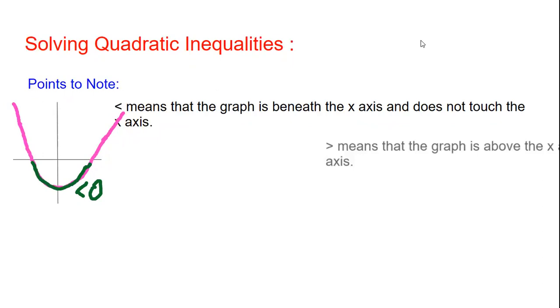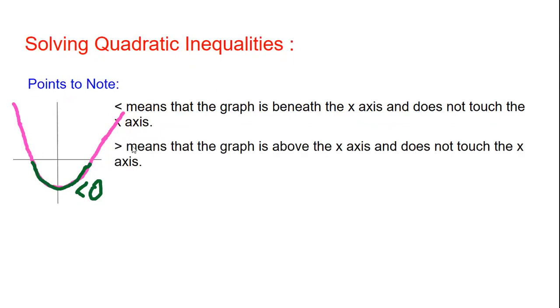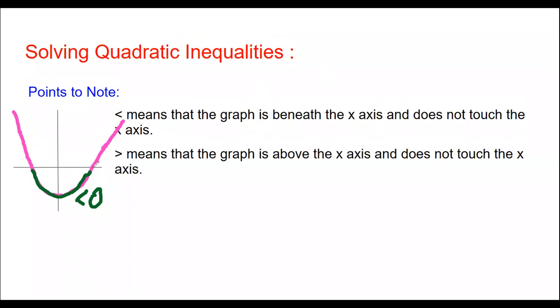The next point is that the greater than sign means that the graph is above the x-axis and it does not touch the x-axis. If you don't see the equals to sign, then it simply means that it does not touch the x-axis, that all the points that we want must not touch the x-axis. So in red, all the points that do not touch the x-axis but are above the x-axis are included.